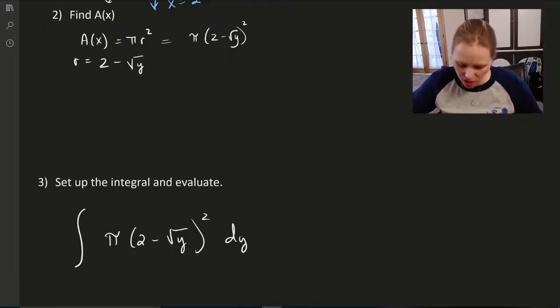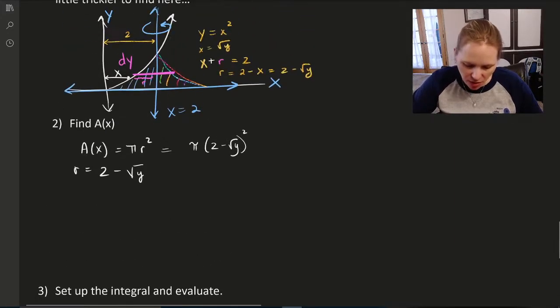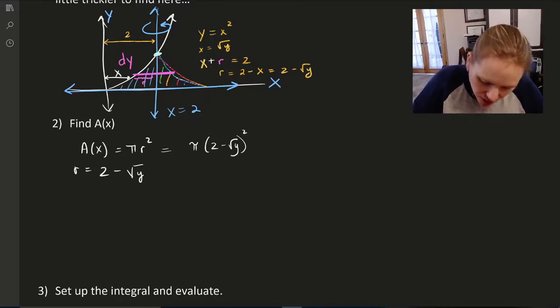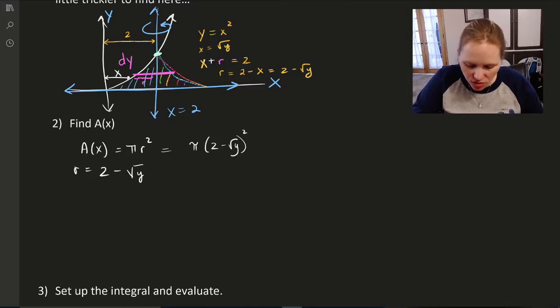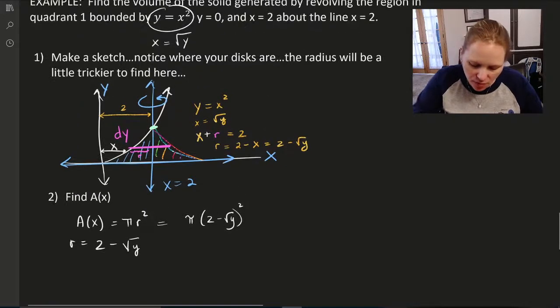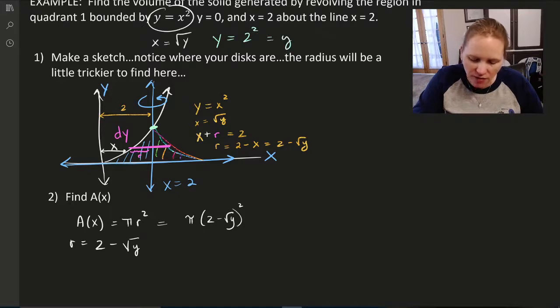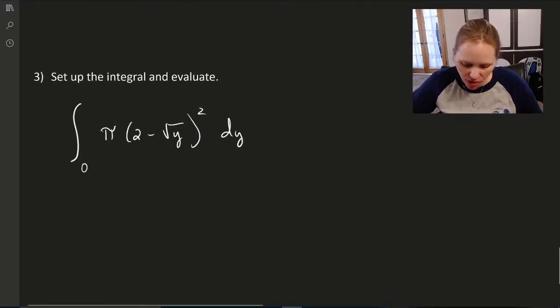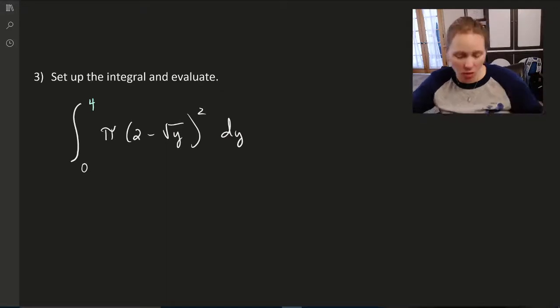So putting everything in, here's my integral, and I know I'm going to go from 0, but then I need that upper limit of integration. So what I need to do is I need to come up here and I need to find this spot right here. So if I know x is 2, using my equation, y equals 2 squared, the y value there is 4. So I'm integrating from 0 to 4. So I have to find that y coordinate as well. dy, everything needs to be in terms of y.